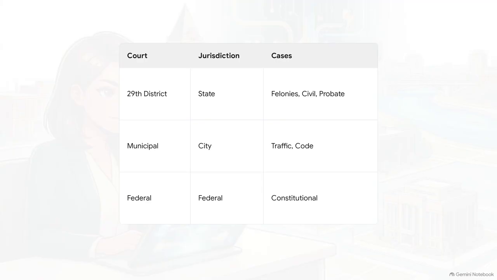So, let's start building our mental map by looking at the three main floors of our legal library. In Wyandotte County, jurisdiction is split up based on authority and severity. First, you've got the 29th Judicial District Court. That's the state trial court of general jurisdiction. Below that, we have the municipal courts, which handle limited jurisdiction stuff like city tickets and local code violations. And then, on a completely separate track, you have the federal court for constitutional issues and interstate disputes.